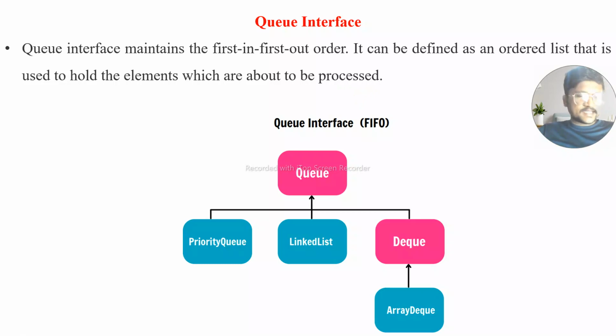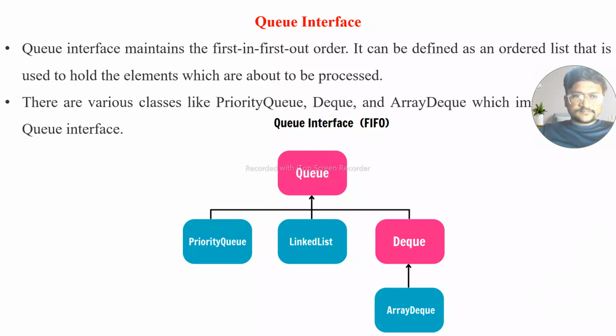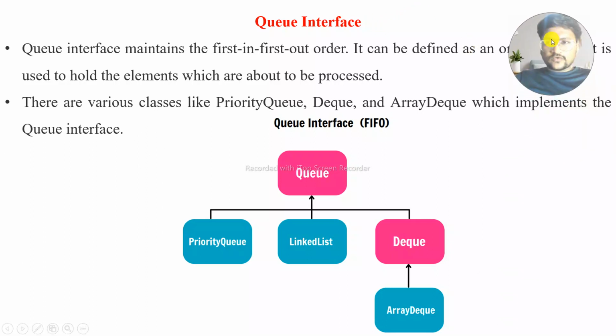So let's take an example. If you go to the movie ticket booking counter, there is a queue. There, the first person who comes will be going out first. So that is called first in, first out. This is how the queue interface works. Next, there are various classes like priority queue, DQ, array DQ, which implement the queue interface.